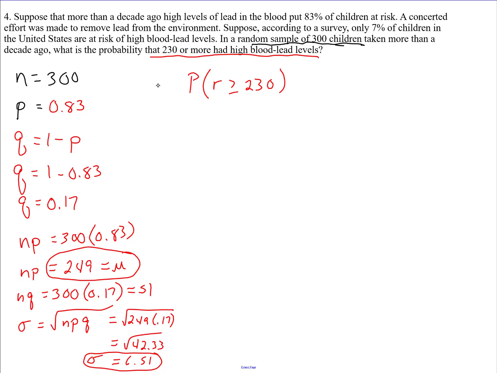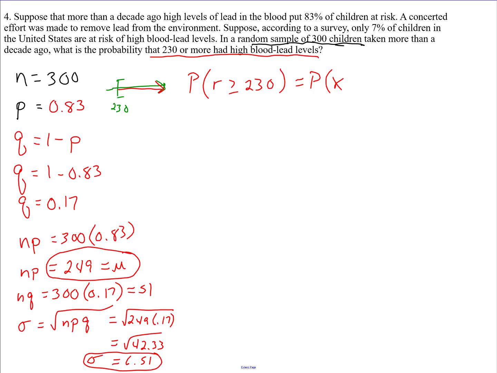So we need to figure out, is 230 a left-hand endpoint or a right-hand endpoint? So we just sketch out a number line. So more than or equal to 230. So we're going to be going to the right-hand side of 230. So that's where all the numbers more than or equal to it are. So 230 is a left-hand endpoint. So because it's a left-hand endpoint, when we do our continuity correction, we're going to subtract.